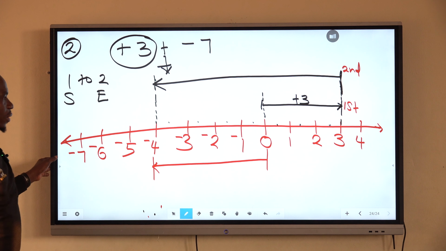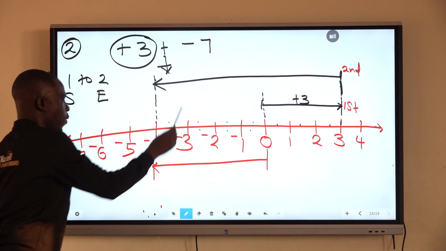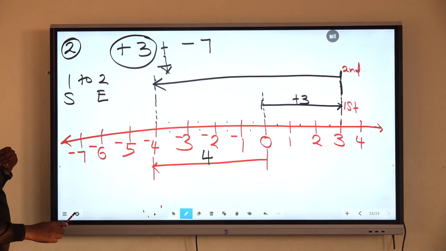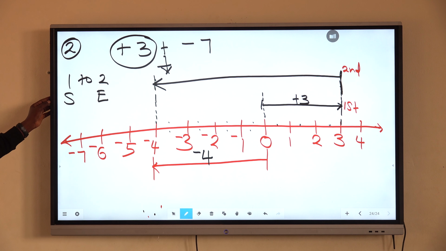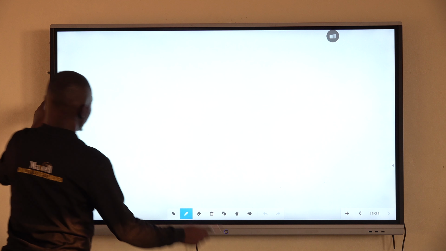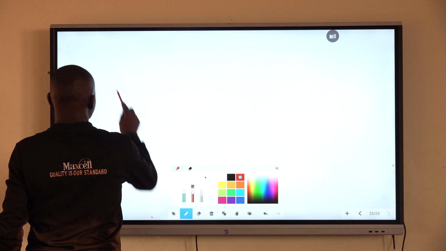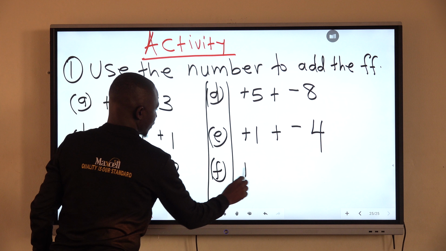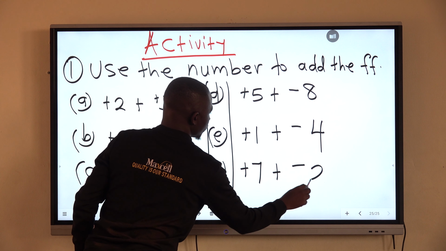Now we label. Let's count the steps for the answer arrow. This is 1, 2, 3, 4. Now it is 4, but the arrow is facing negative, so you put negative. So that one is negative, negative 4. Let's give you some numbers for you to try to help you master the concept. Is positive 7 plus negative 2.